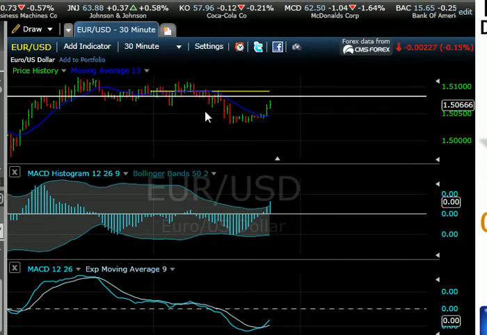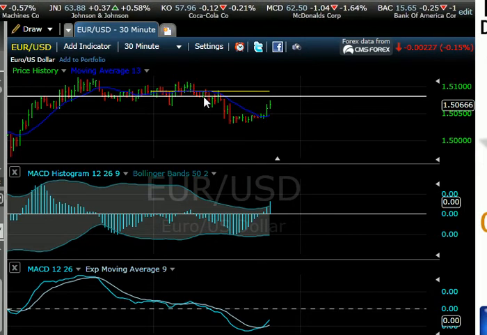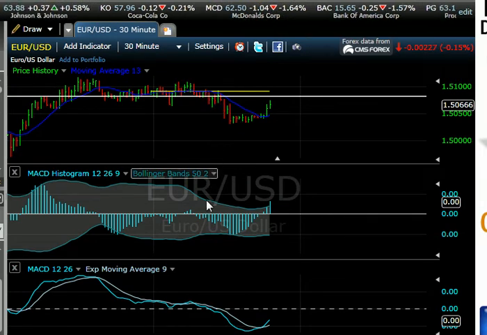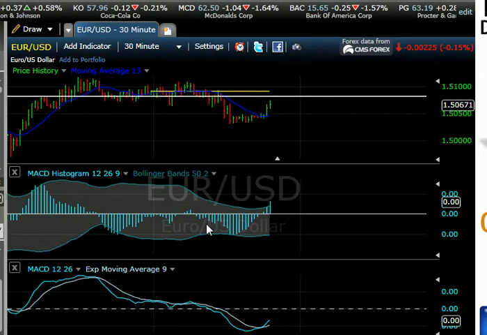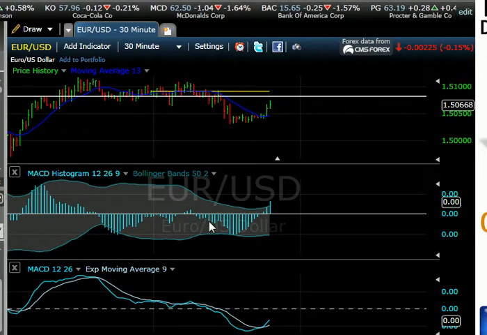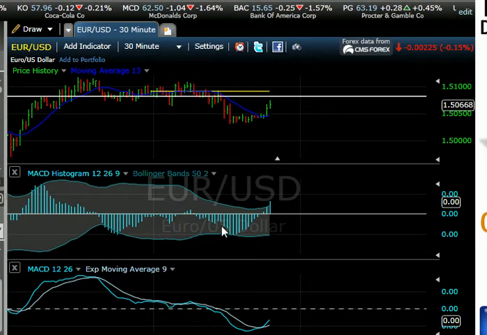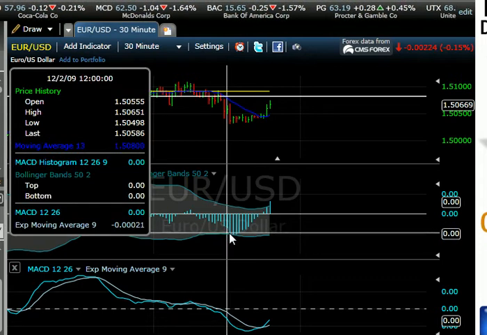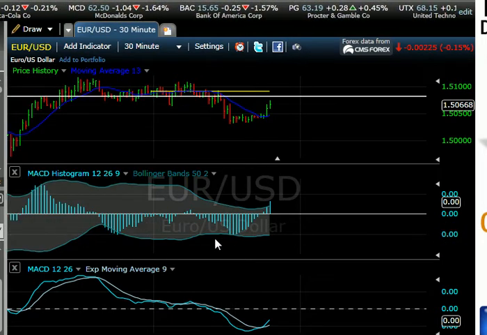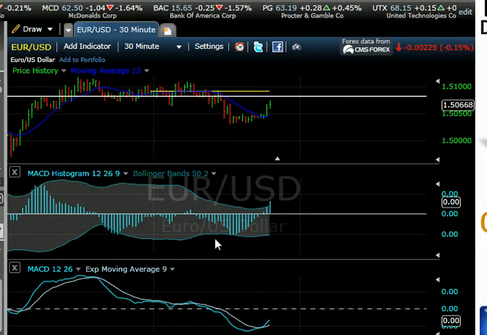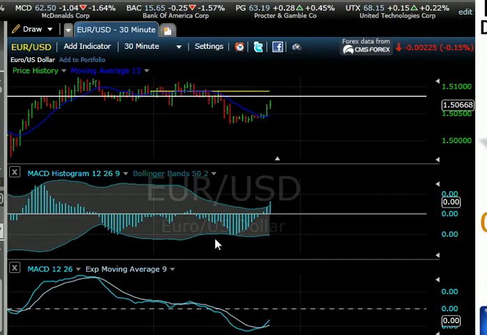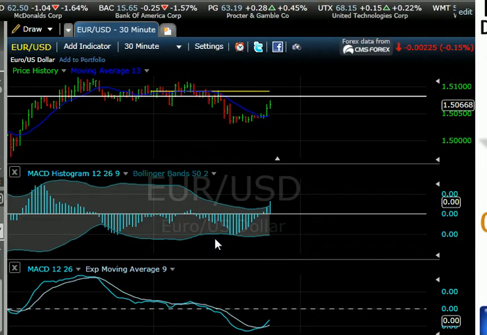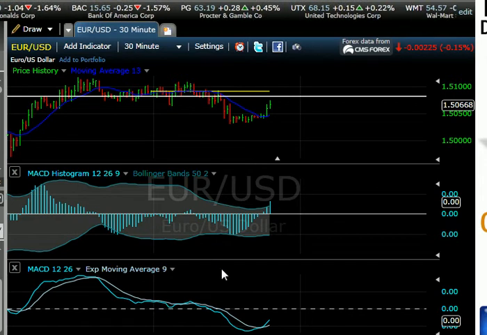As you can see, not only was the blue line telling me that it was in a downward price movement, the MACD Histogram was also showing that the little lines here keep going down and down, meaning that the price is losing momentum to the upside, and it's going to the downside.